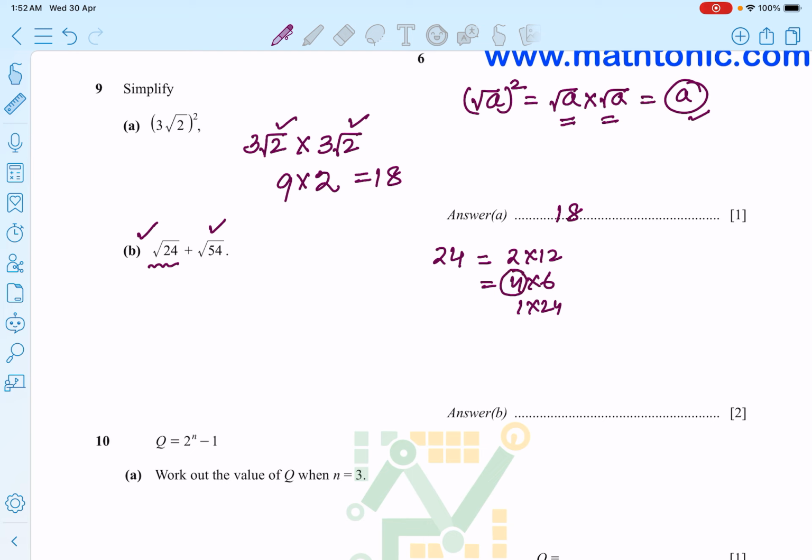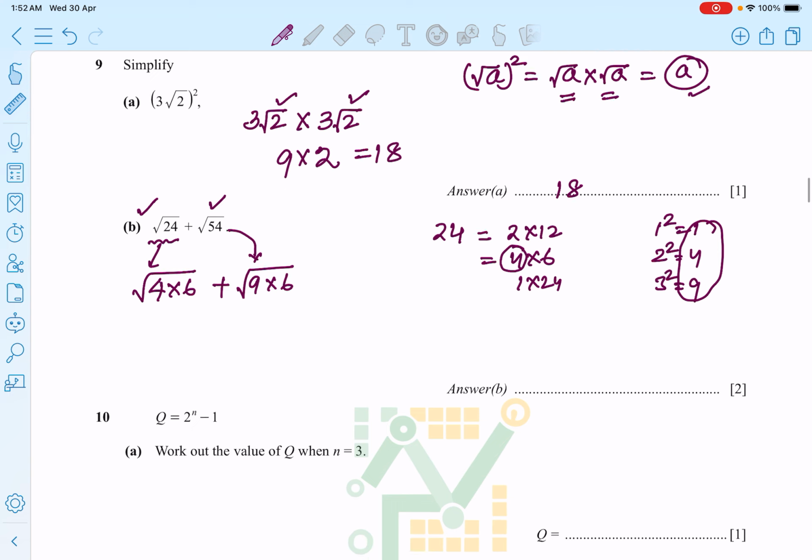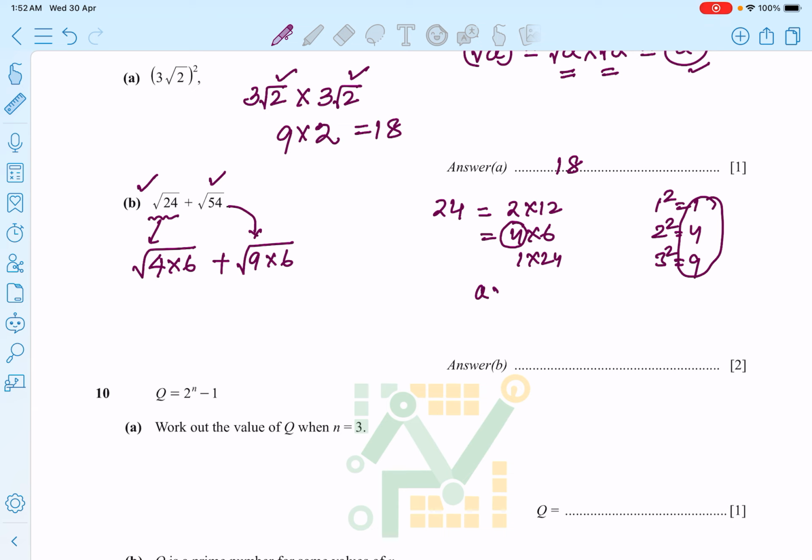Like this, 4 is a square number. Listen, 1 squared equals 1, 2 squared equals 4, 3 squared equals 9. So these are called square numbers. Got it? So 24 I can break like this: 4 times 6 under the square root, plus the same thing, find two numbers whose product is 54, but one number should be a square number. So I can break like this, 9 times 6. Did you understand clearly? And yes, the surd property says that square root of a times b is square root of a times square root of b.